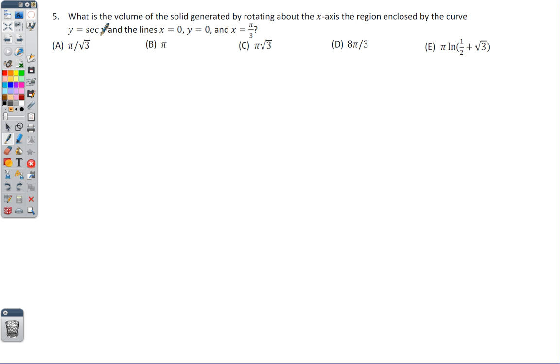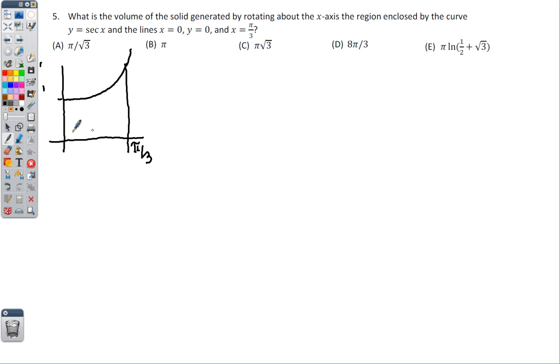y equals secant x, and the lines x equals 0. Okay, x equals 0 is the y-axis, y equals 0, which is the x-axis, and x equals pi/3, which is some random line over here. Pi/3. Okay, and secant, in case we've forgotten, starts here at 1 and goes up like this, but we don't care about that other side because, well, we don't.